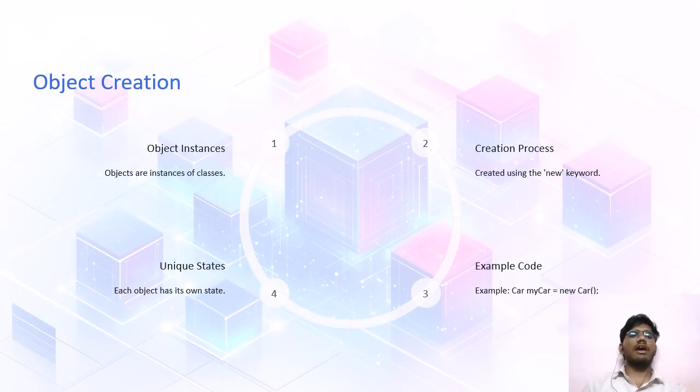Each object has its own separate copy of instance variables. For example, myCar.year and yourCar.year can have different values. Example code: Car myCar equal to new Car. So here we successfully created an object myCar for the class Car.